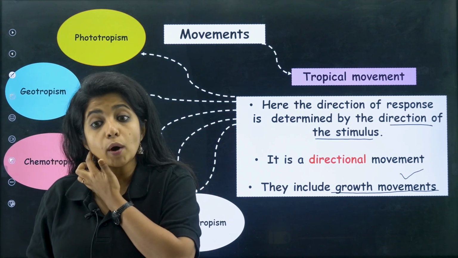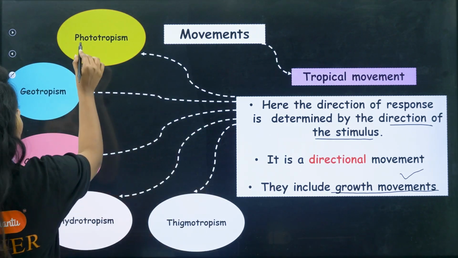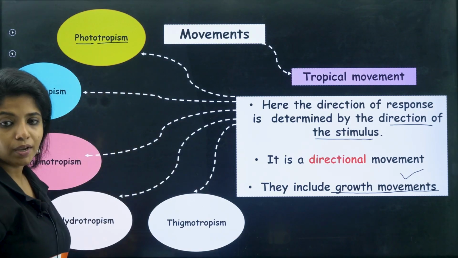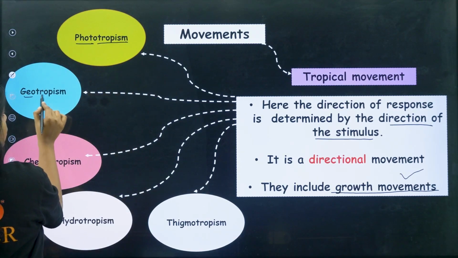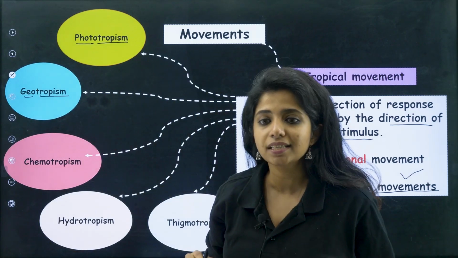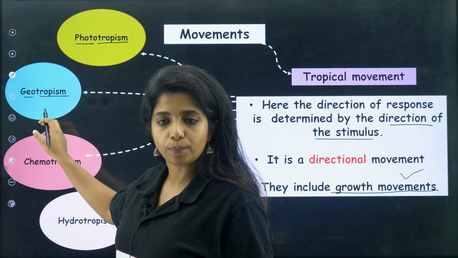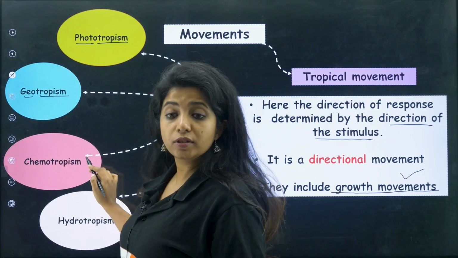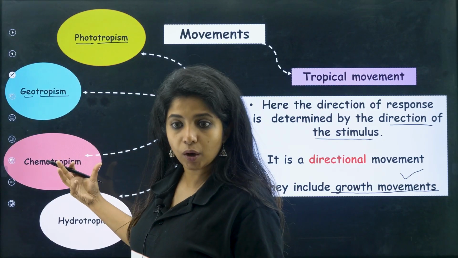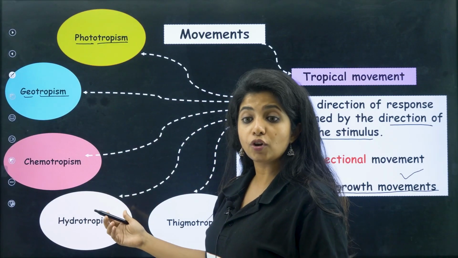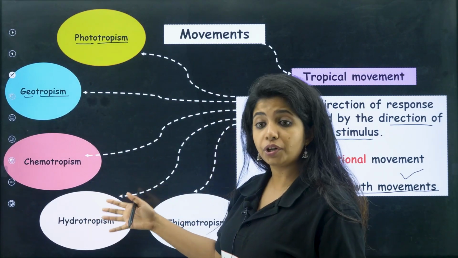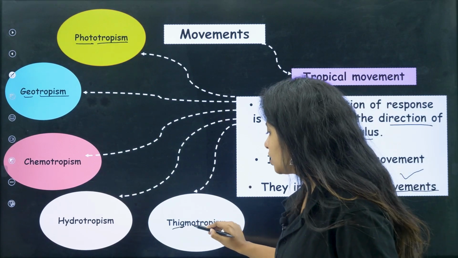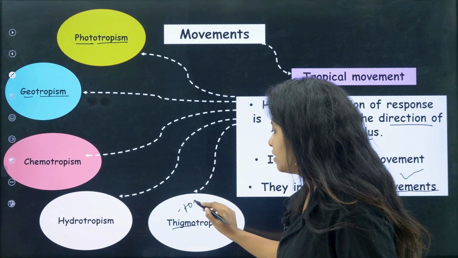Now depending on what the stimulus is, it can be divided into phototropism. There it was photonasty, here you made it tropism. Photo means light is the stimulus. Geotropism means gravity is the stimulus. You also call it gravitropism. We will be discussing each of them one by one, do not worry. Chemotropism is when you talk about chemicals. Hydrotropism is when you talk about water, whether they are moving away or towards it. Thigmotropism is on the basis of thigmo, always remember it's for touch.